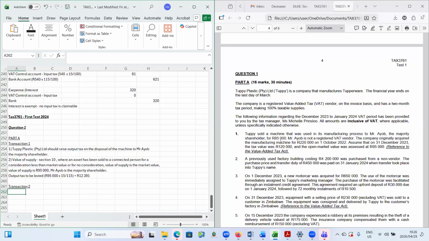But when you are selling to a non-vendor, you only focus on the selling price, if you are selling to somebody you are not connected to. It's simply the selling price. Remember, you'll be issuing an invoice.